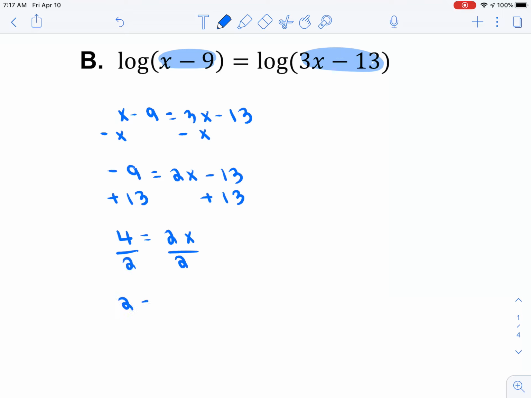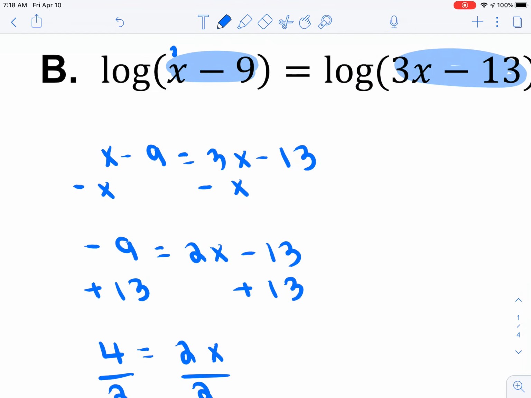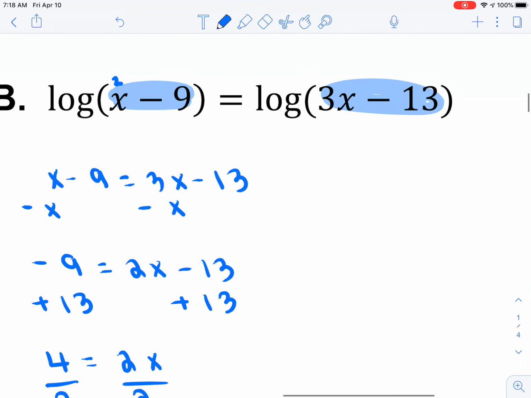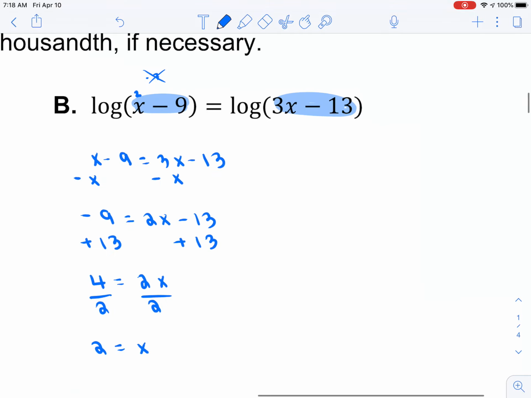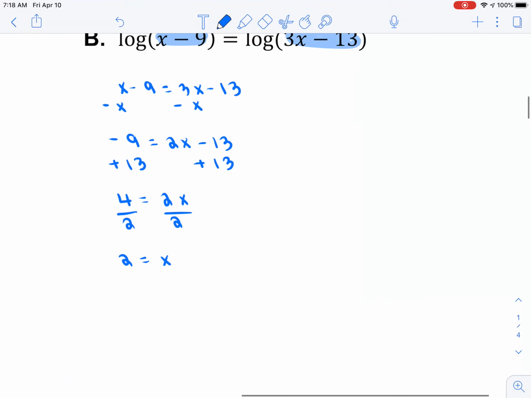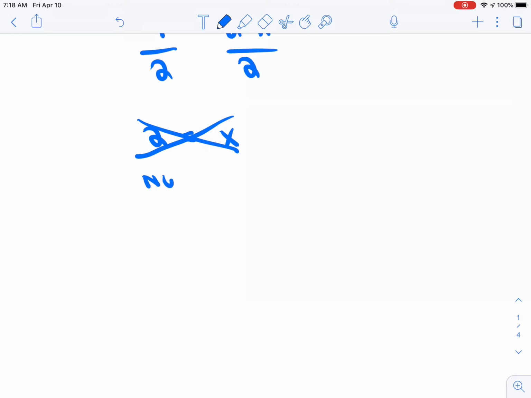Now you get the solution, and sometimes people miss this because they're like, oh, x equals 2, it's a positive number. But remember, that's not what matters. What matters is that when we sub that value in, does it make the log's argument negative? So notice if I do 2 minus 9, it's negative 7. That's not okay. You can't have a negative for the argument because it will be an extraneous solution. So this right here would have no solution.